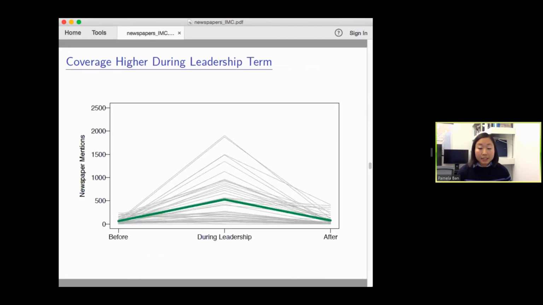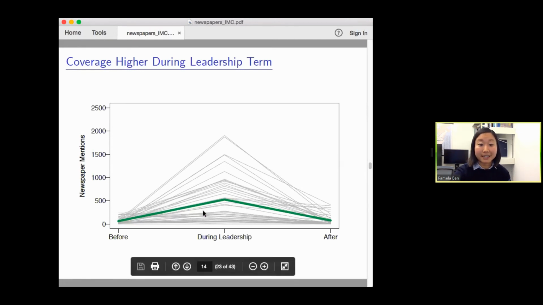This graph shows the coverage in 3 time periods for these members: before their leadership position, during their leadership position, and after their leadership position. We see that there is a jump in coverage during their leadership position, right here.